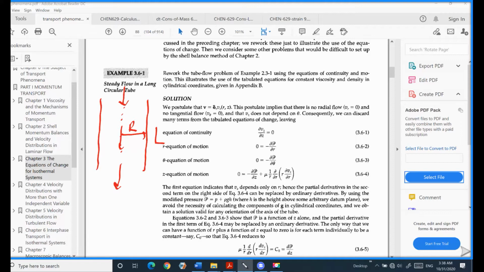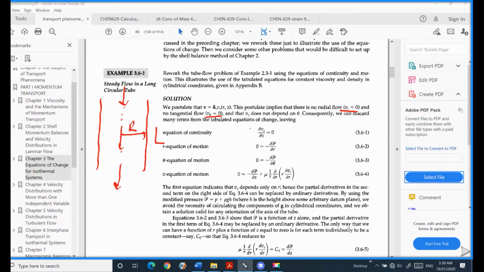The flow is going under the effect of the pressure and the other gravity forces. The problem gives the postulate that v is only vz, which depends on r and z, and vr and v theta are equal to 0.